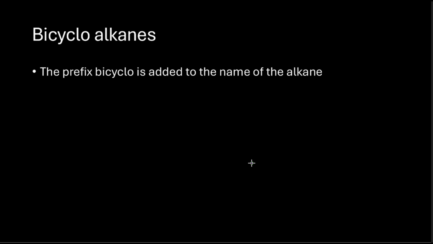Welcome to Pass Academy. In this video, we are going to look at bicyclo alkanes. So, bicyclo alkanes are basically made up of two cycloalkanes being fused together. So, for example, we can have a bicycloalkane in this way.